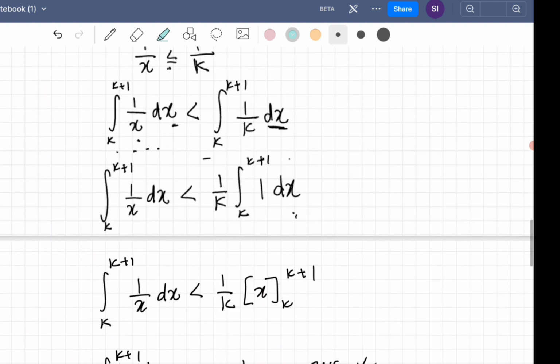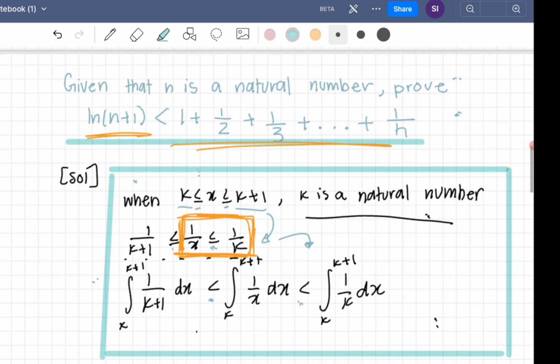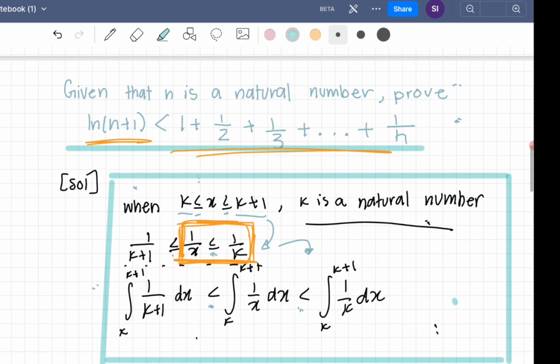So if you follow this step, you can solve almost any inequality. Just keep these steps in mind, and then you're good to go for solving any inequalities.